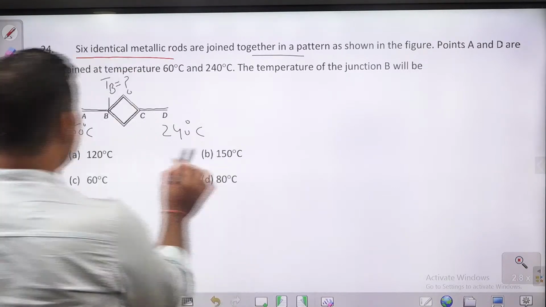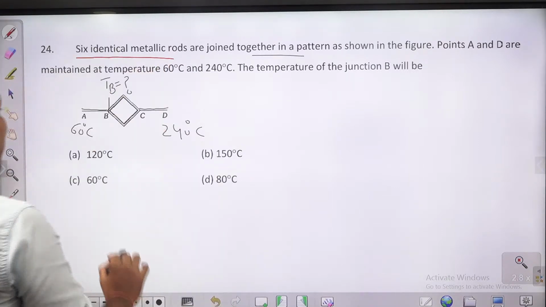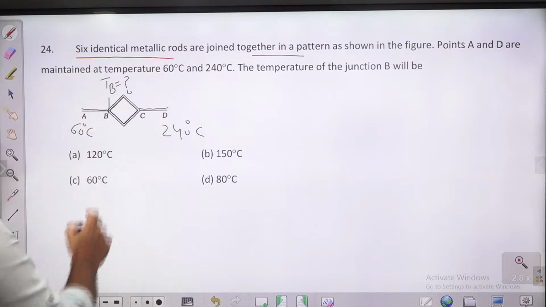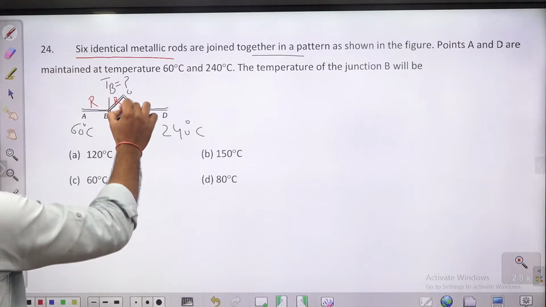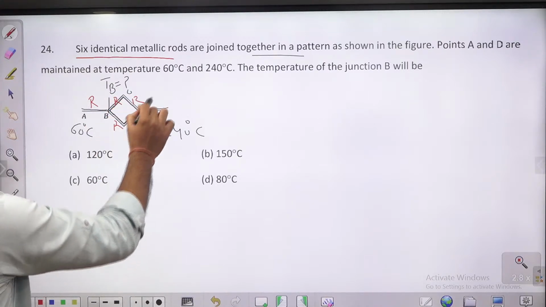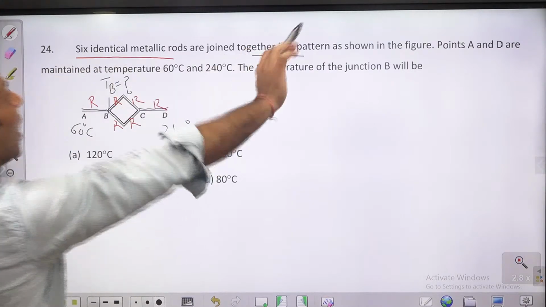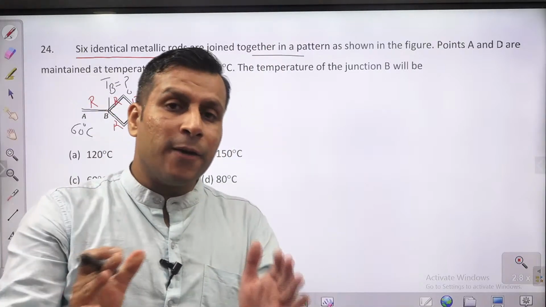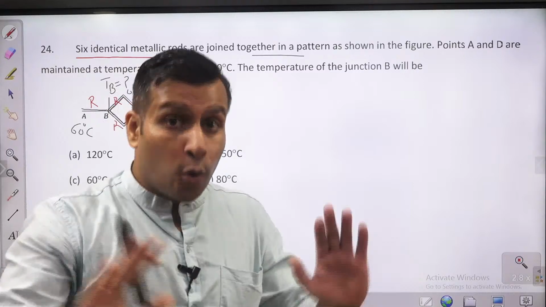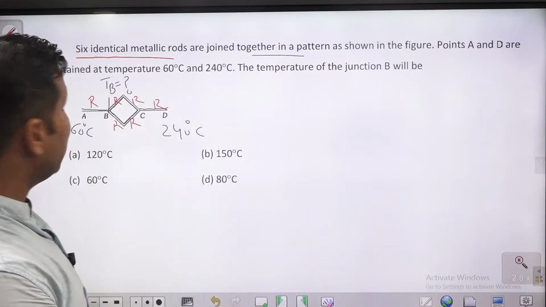Guys, what will be the heat transfer? All rods are of same kind. Means how much is the resistance of AB? Let me write it here. This is having resistance R. This is also having resistance R. This is also having resistance R. All are identical, guys. What he mentioned, 6 rods are identical. They are identical in all sense. Means length, their area, their conductivity, all are identical. So they all are having same resistance.